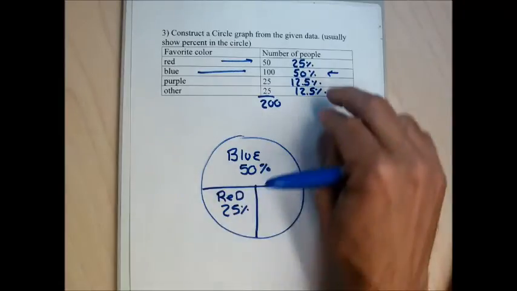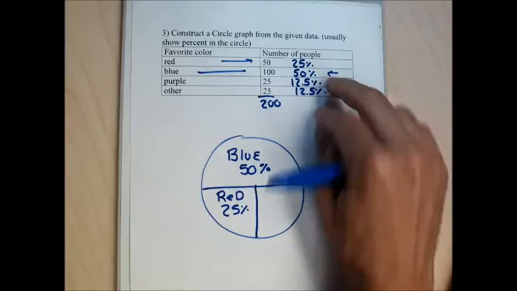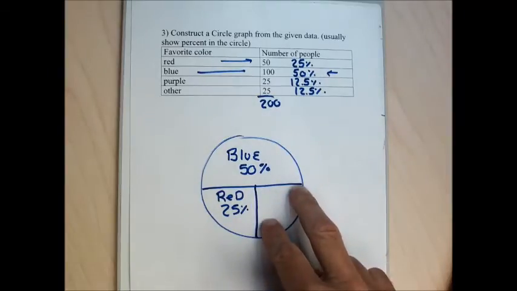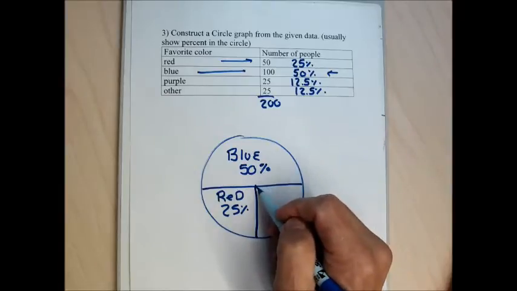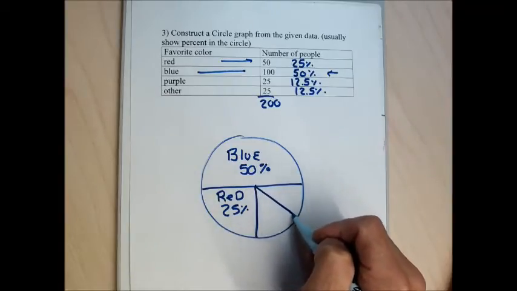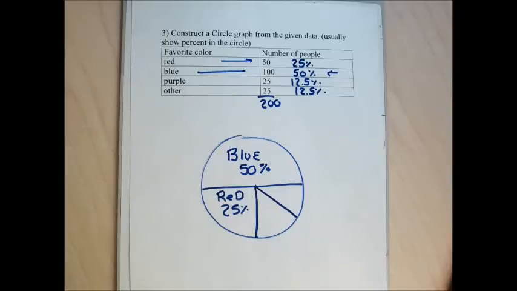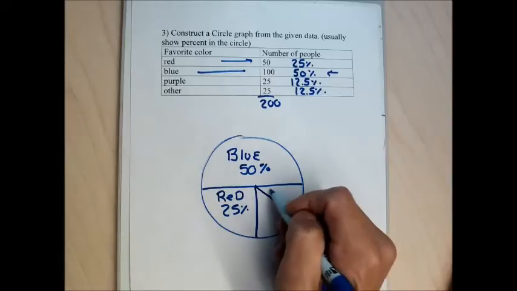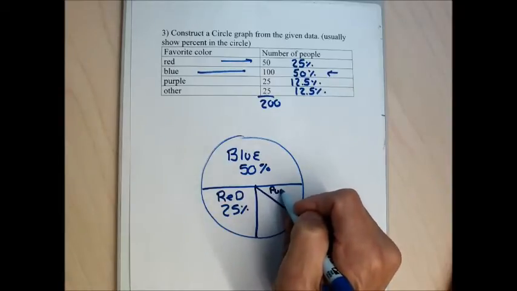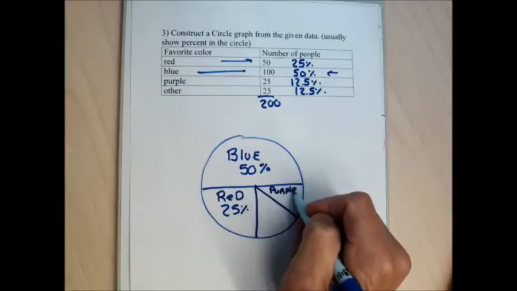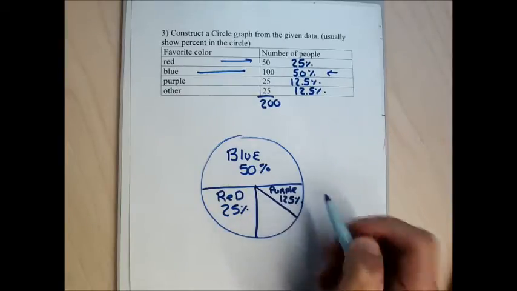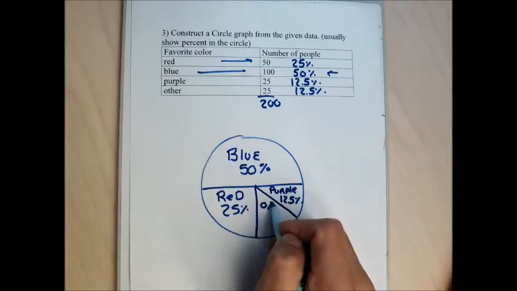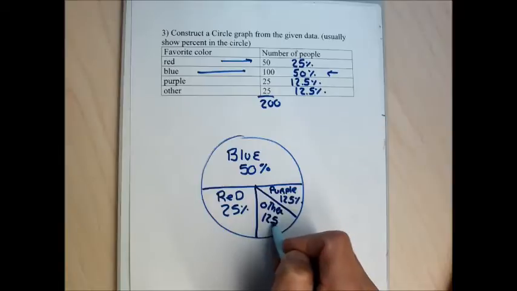And the nice thing about the way I made these amounts, this shape here is 25%. Half of 25 is 12.5. I'm going to cut this 25% quantity in two, to get two 12.5% quantities. So one of them, I'm going to write purple and say 12.5%. And the other one I'm going to say other, and write 12.5%.